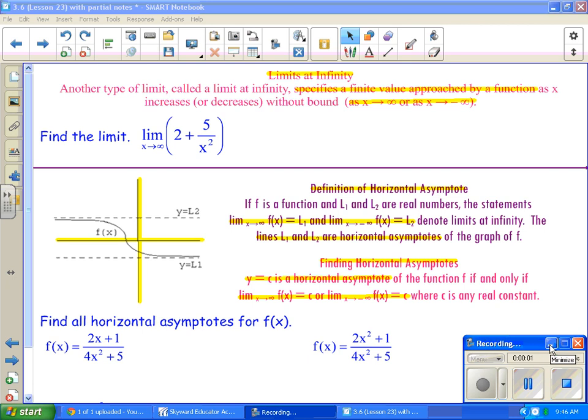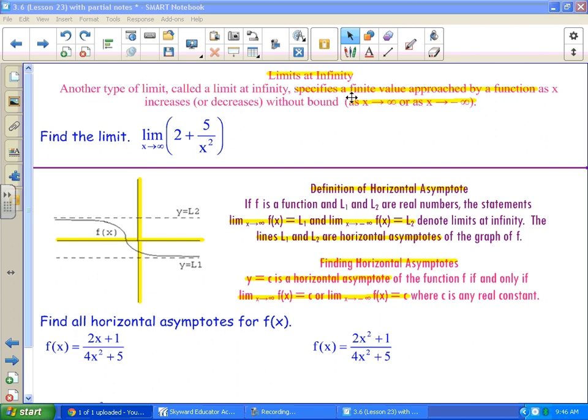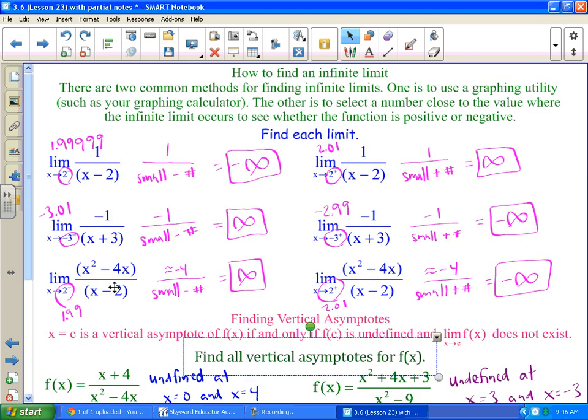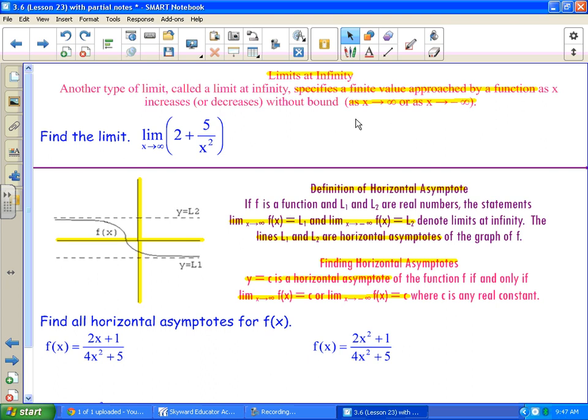So continuing here with our 3.6 notes. Okay, limits at infinity. So we already have done limits that approach infinity or negative infinity, right? And those were our vertical asymptotes. Now we're going to be talking about if we take the limit as we go out to infinity. So if we make our x value infinitely large, or go to negative infinity and make our x value infinitely negative, what that goes to. And that's going to be our horizontal asymptote.